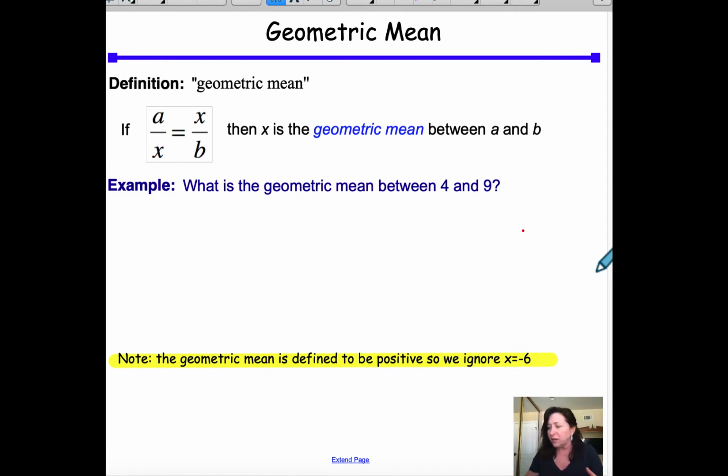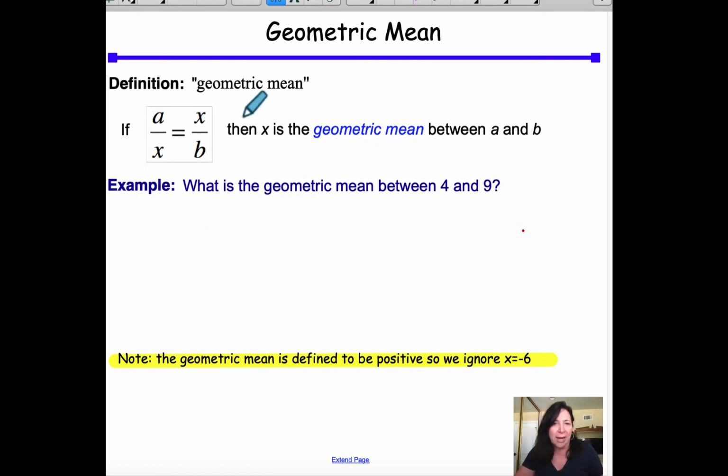Now, the geometric mean is defined as a value that is in between two others geometrically. We know what an arithmetic mean is, right? The mean is the average, where you add up all the numbers and divide by how many numbers you have. That is not a geometric mean. A geometric mean is different. If A is to X as X is to B, then X is the geometric mean between A and B.